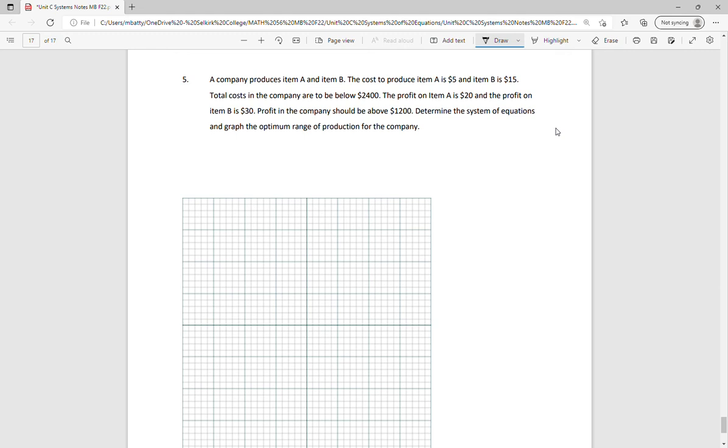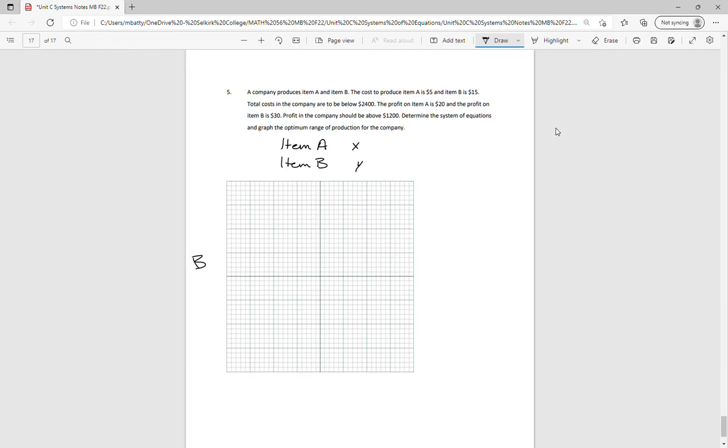A company produces item A and item B. So I'm going to say item A is going to be on my X and item B is going to be on my Y. So this is going to be B, and then make this just a little bit smaller. This is going to be item A.